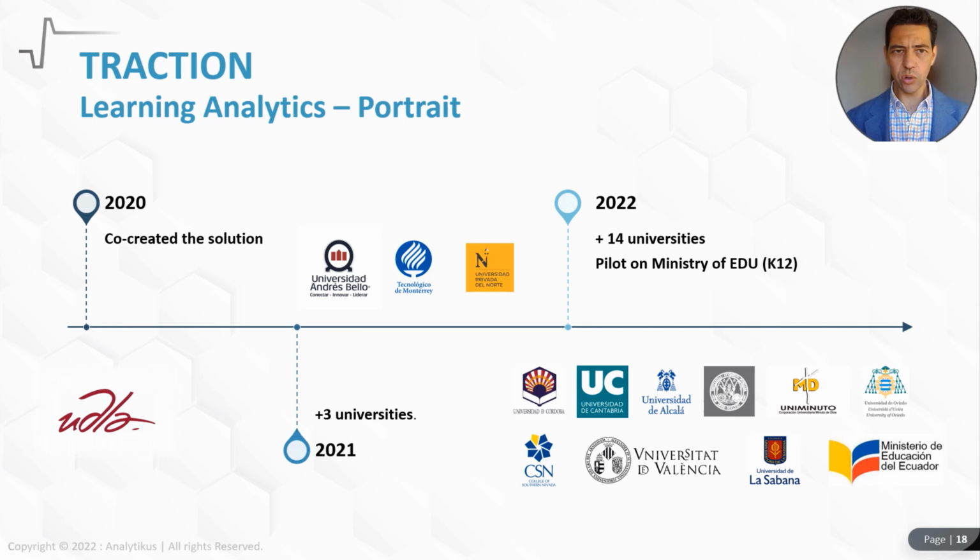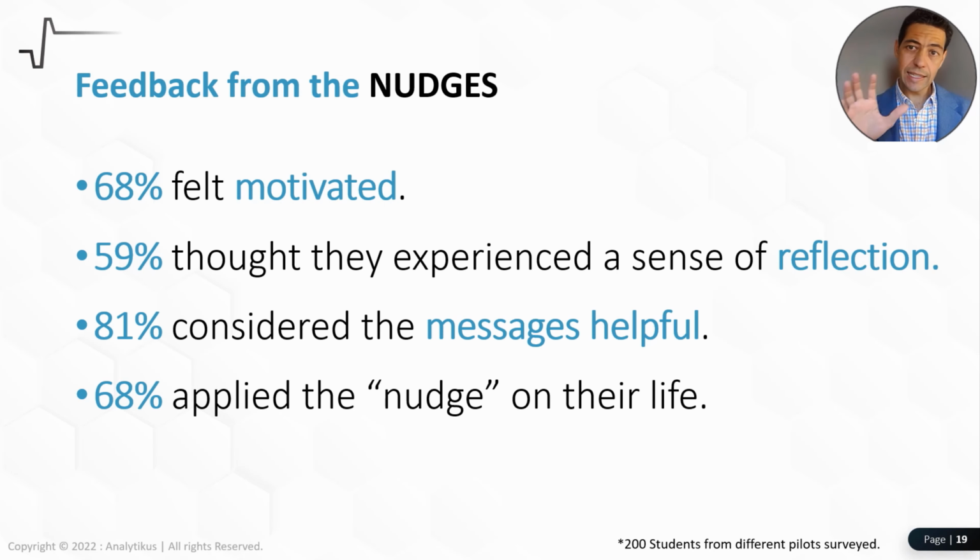What are some of the results and feedback that we're getting from our solution? At least 68% of the students that received the message felt motivated. 59% thought they experienced a sense of reflection. This is what we're aiming for. 81% considered the messages helpful. 68% applied the nudge in their life.